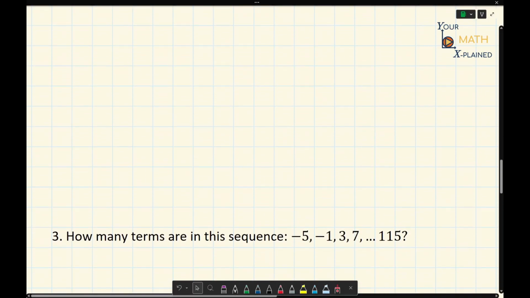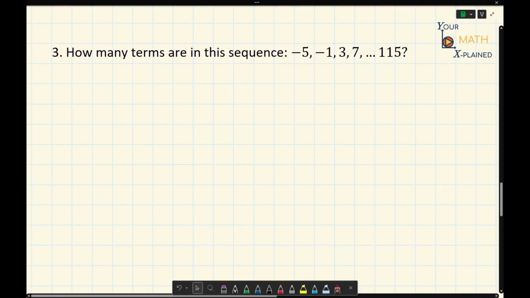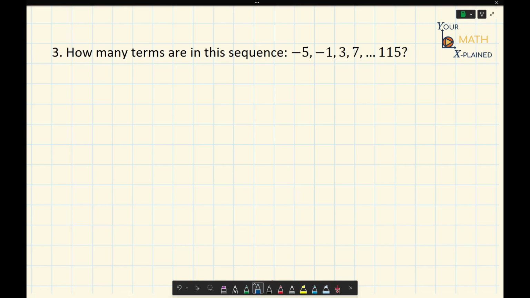And then for our last example, we're asked to find how many terms are in this particular sequence. We're going to start the same way by writing down all the information that we have. We have the first term is equal to negative 5. And then we know that our nth term, which is the last term, is 115. But we don't know what n is. In fact, that's what we're trying to solve, because once we find out what n is, and that is the last term, now we know how many terms there are in total within the sequence. So n is what we're trying to find.